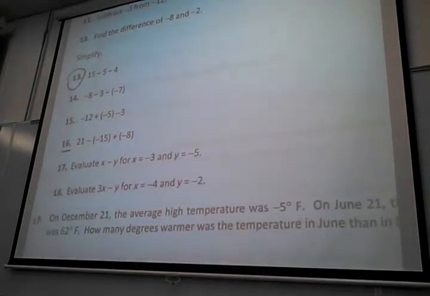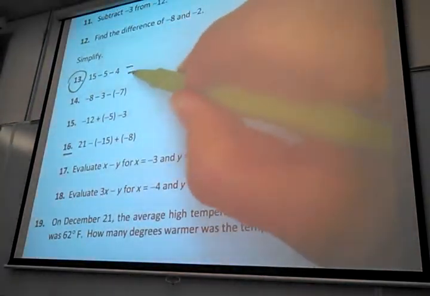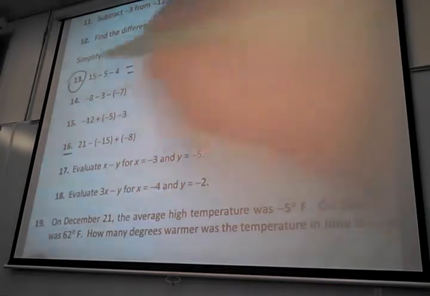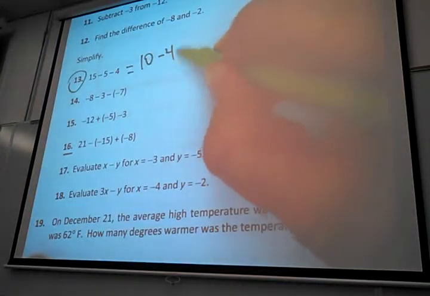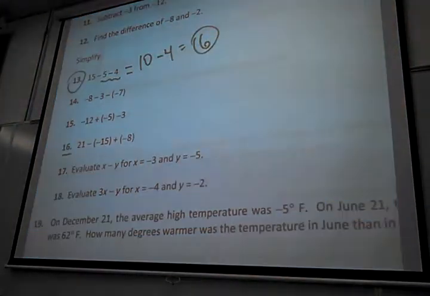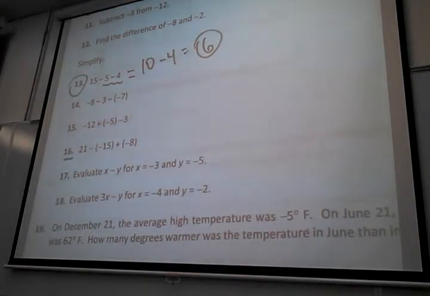Alright, number 13. 6. How did you do it? That's 15 minus 5. I like it, because when you only have subtraction or addition, you do it left to right, as it goes. So 15 minus 5 is 10. 10 minus 4 is 6. Now you could do 15 minus 9 and you're being creative, and that's cool. But if you're not comfortable enough to know what you're allowed to do, you follow the rules exactly. If it's all multiplication and division or if it's all addition and subtraction, you do it as it goes. Cool.